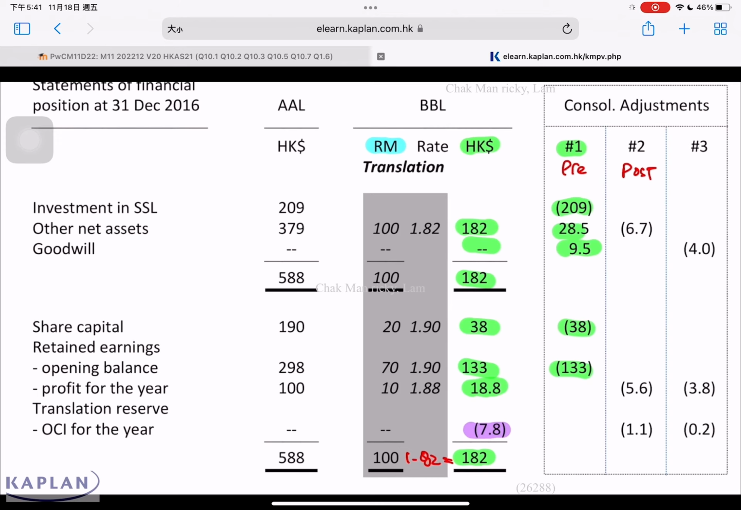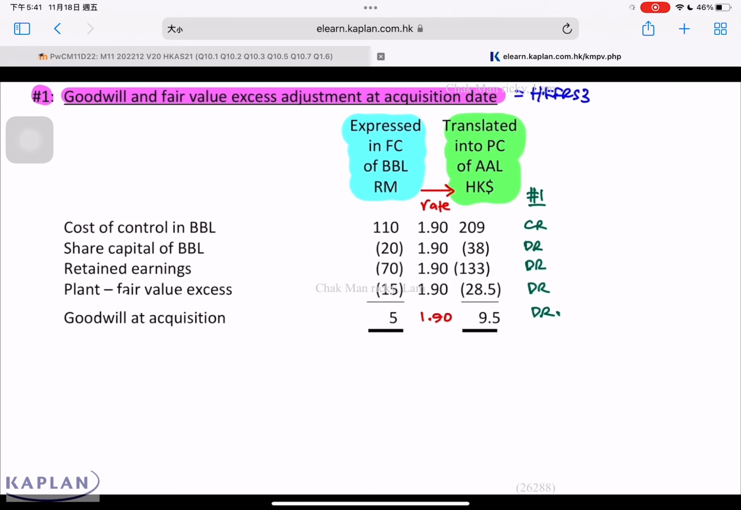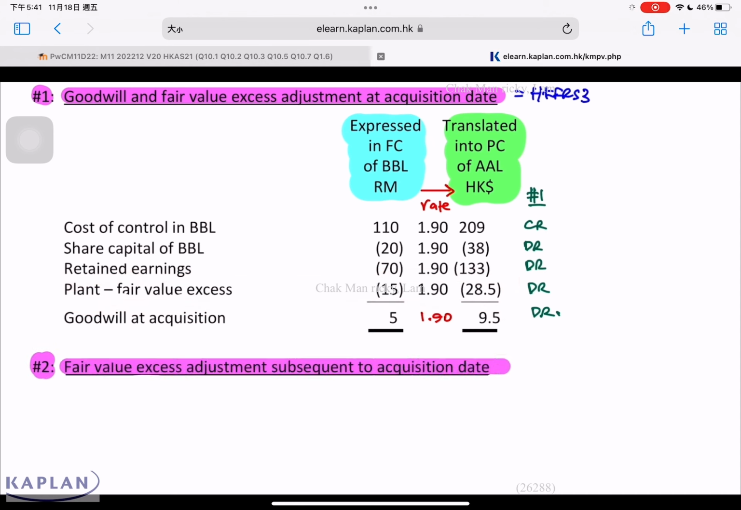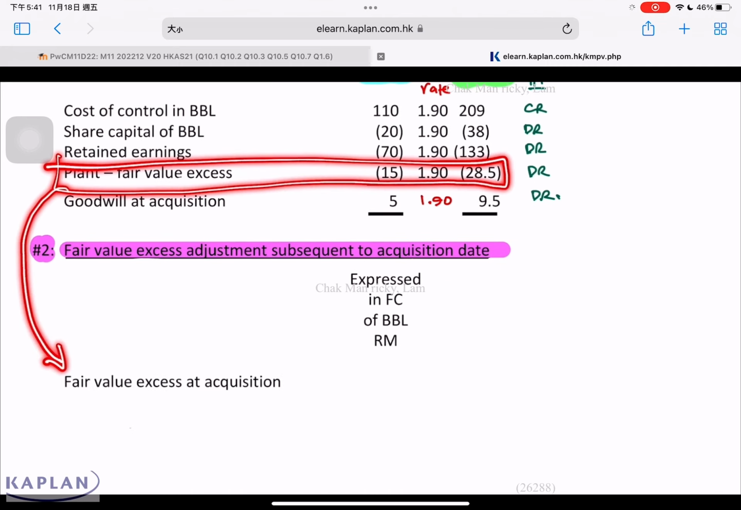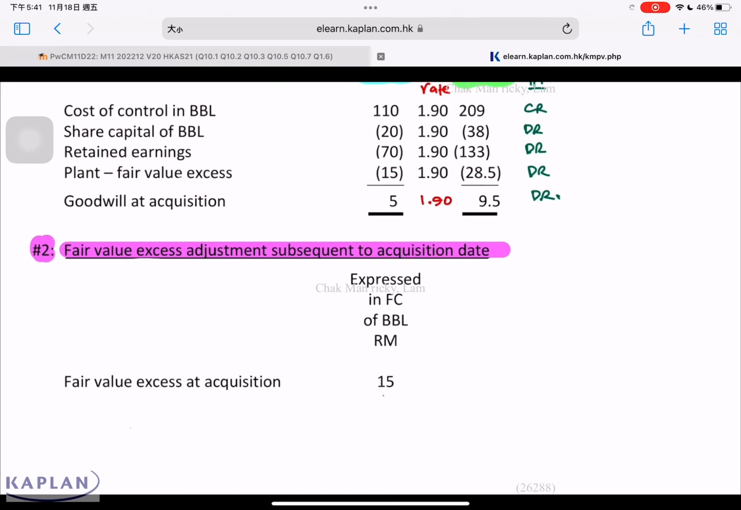We'll look at the second entry, entry number 2. Now I'm looking at this row here. Number 2 is talking about plant assets. Again, it must be expressed in the functional currency of the subsidiary at the acquisition date. Initially, it's at 15. First time translated using 1.9, the HK rate, it equals 28.5. When you increase the value of the assets at the acquisition date, you must also increase the depreciation of the assets after the acquisition date. Depreciation goes to profit and loss.